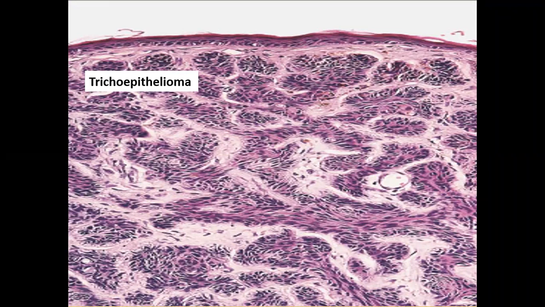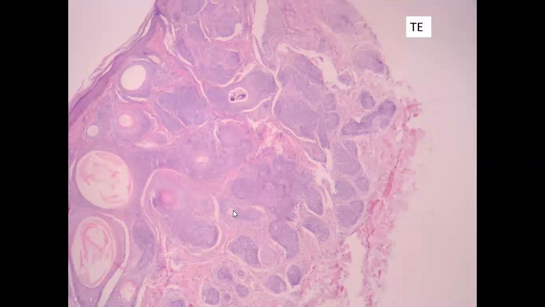Trichoepithelioma is one of the most common hair follicle origin tumors. Trichoepithelioma appears as basaloid nests which show peripheral palisading just like BCC, but it is different from BCC histologically. Number one, by not having any connection with the epidermis. Number two, by not having a retraction artifact, and number three, by having keratin pearl formation. Here you can see a trichoepithelioma, which looks like BCC, but because of the keratinization, it is called trichoepithelioma rather than basal cell carcinoma.